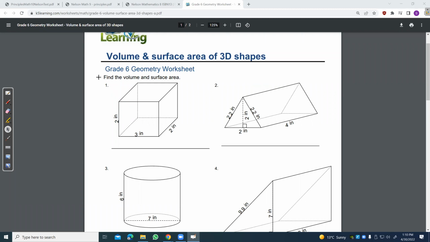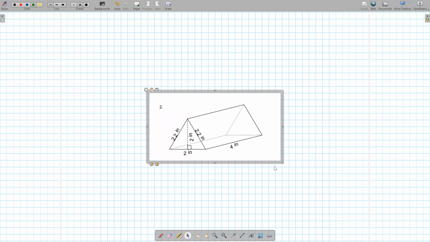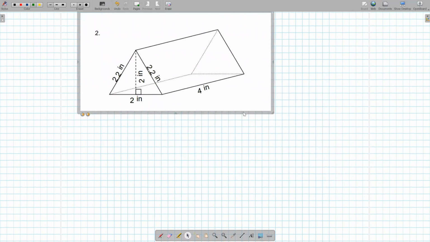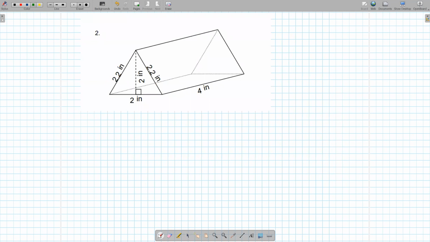So the name of shape number 1 is a rectangular prism, okay? Let's look at 2. What do you think the name for this one is? And it's certainly not a pyramid. A triangular prism? Yes, a triangular prism. So let's first find the surface area.